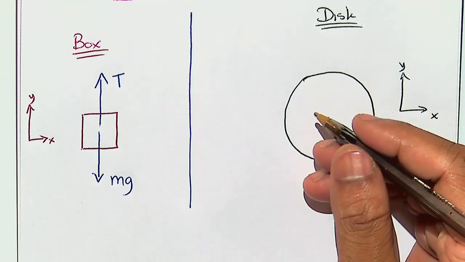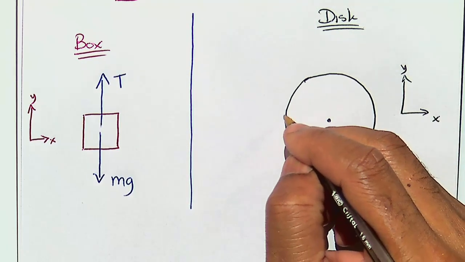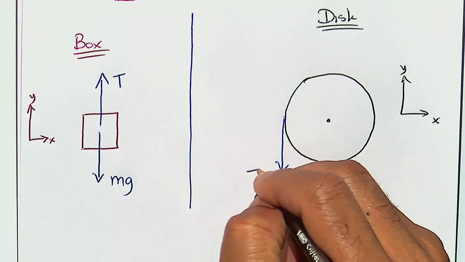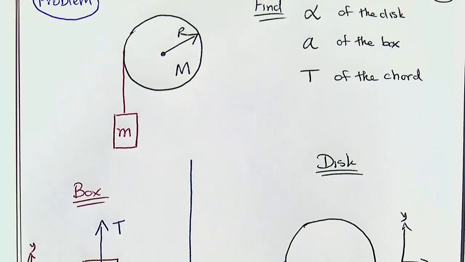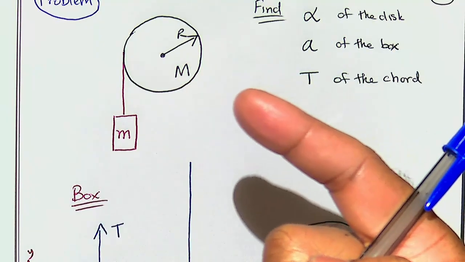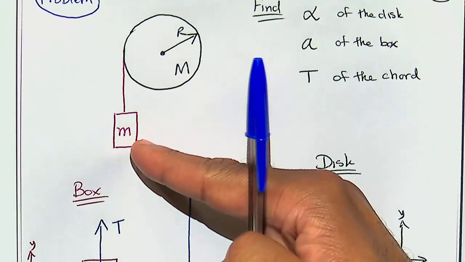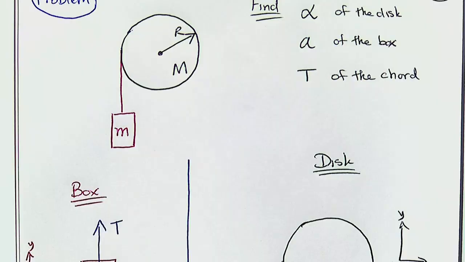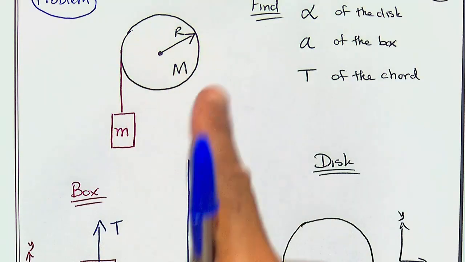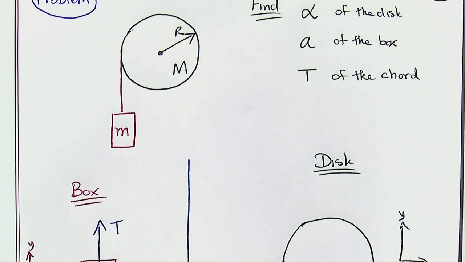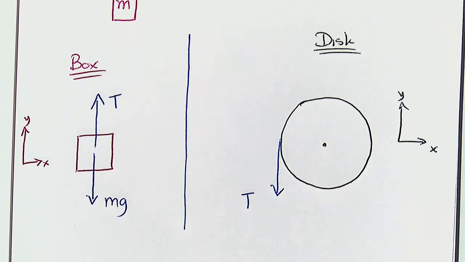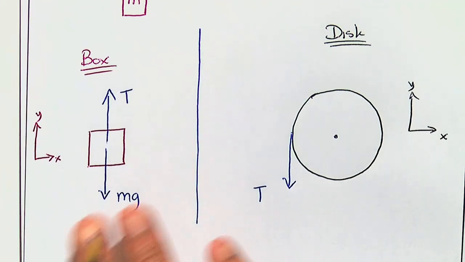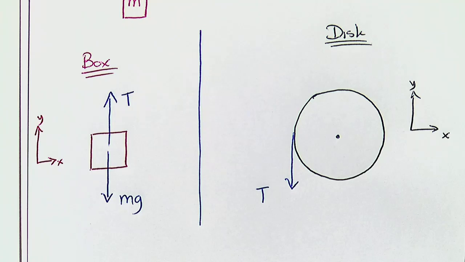On the disk, what do we have? Well, we have a tension pulling down. Remember, it's the same tension, the magnitude is the same, but it's from whose perspective? From the perspective of the mass, the tension is trying to pull it up. From the perspective of the disk, the tension's trying to pull it downward like this. So the direction of tension will be different because it depends on the perspective. You're drawing a free body diagram from the perspective of that object only.